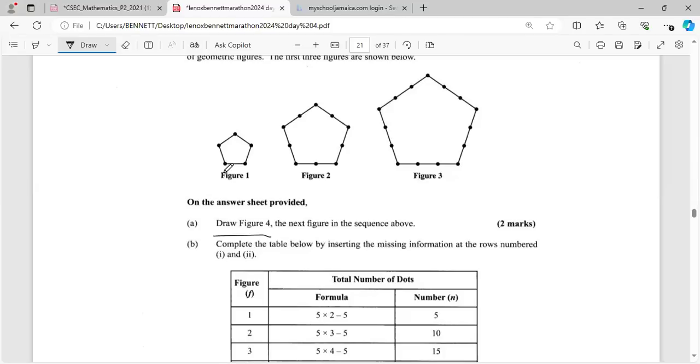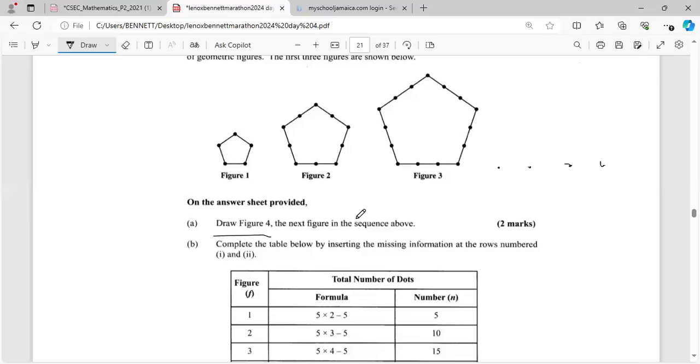Let me look at it, guys. I see figure 1, I see figure 2 down here. First thing I think is, if you have figure 4, you just add one on each side. Yeah, that's what I think. I'm not so good with the drawing business, you know.